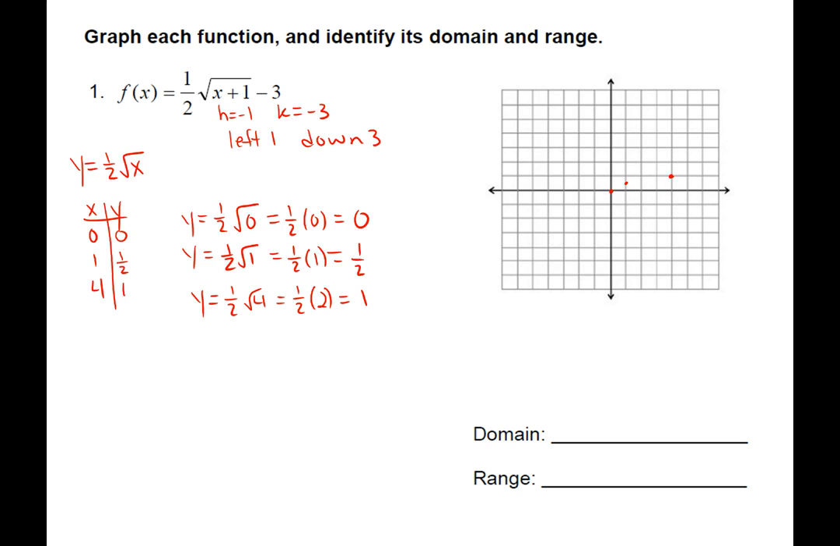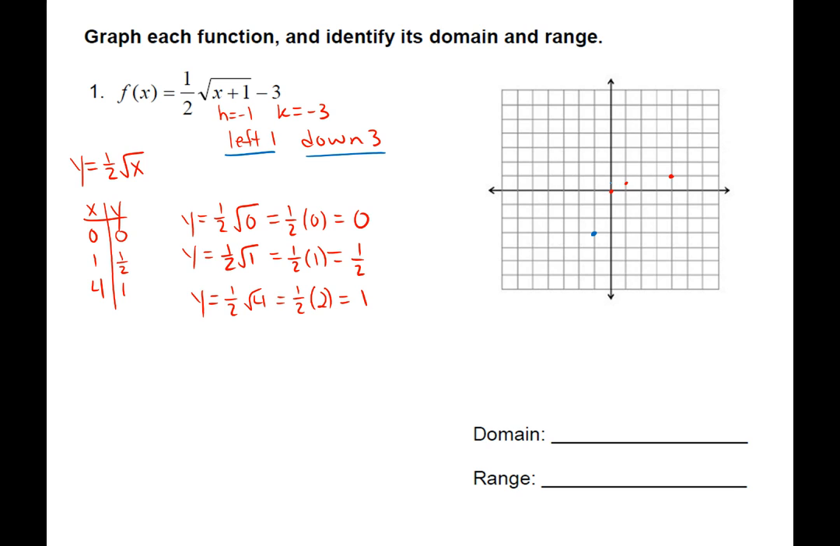Remember, 0, 0 is the smallest point we can have because we can't plug in negative numbers for x. If I was connecting, I would connect going towards the right. But since I can't yet because I haven't shifted, let's shift. I'm going to be shifting left 1, down 3. So every point goes left 1, down 3. So we're going to end up connecting these blue dots.